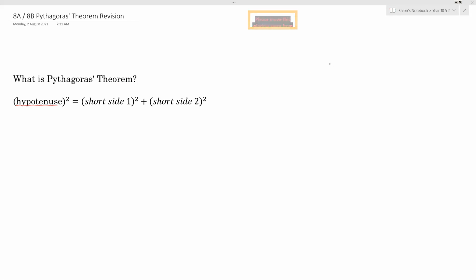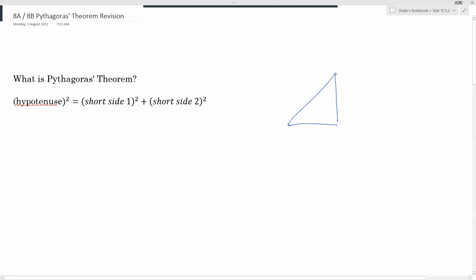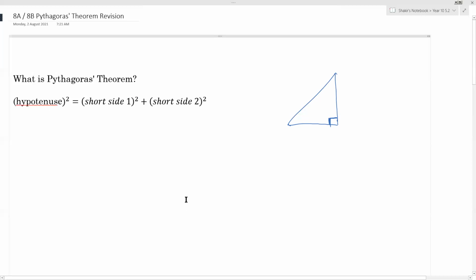Pythagoras' theorem tells us the relationship between the three sides in a right angle triangle. So if you have a right angle triangle, it must be a right angle triangle, then it tells us the relationship between the sides of this triangle. The hypotenuse squared is equal to short side 1 squared plus short side 2 squared. And we'll have a look at each of these in a second.